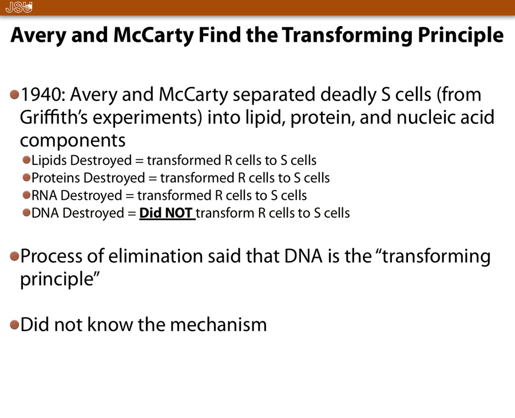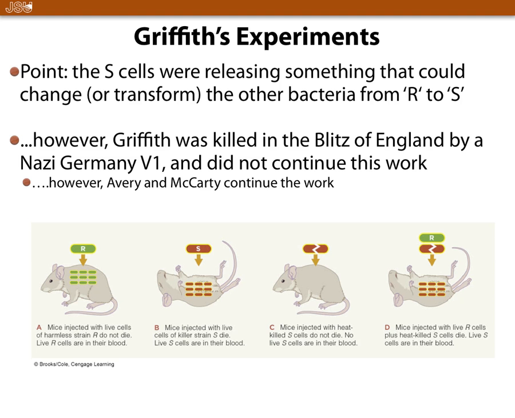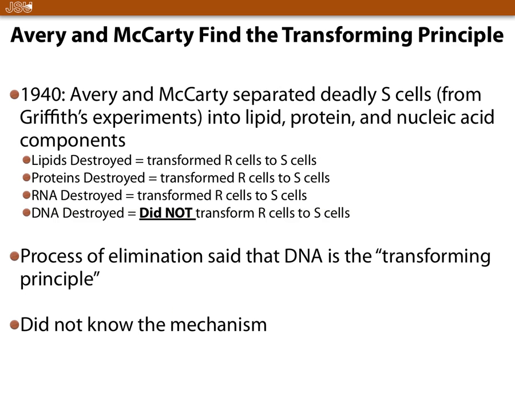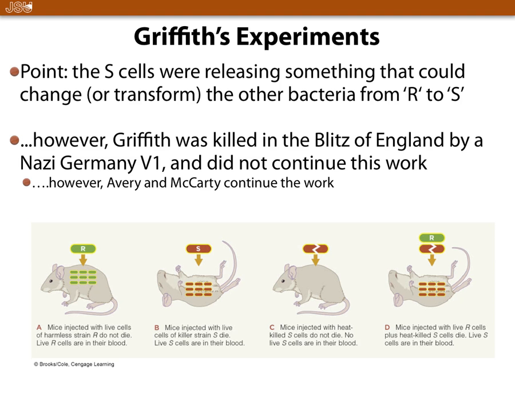They do the same thing with protein. They destroy all the protein, but leave the lipids, RNA, and DNA. Experiment number 2, same thing happened. That rough became smooth. Destroying the protein didn't affect the experiment, which implied that protein's not the molecule of heredity. They repeated it another time with RNA. They destroy all the RNA. No change. That implies that RNA is not the molecule of heredity.